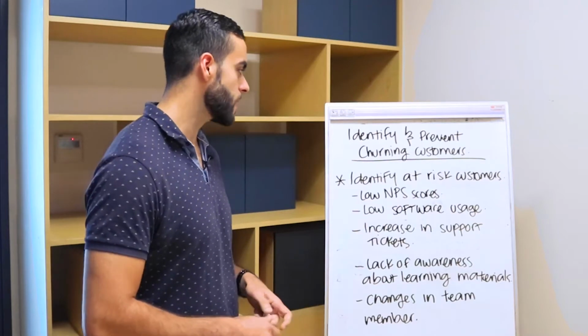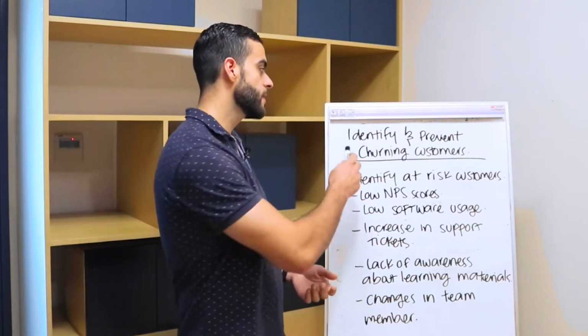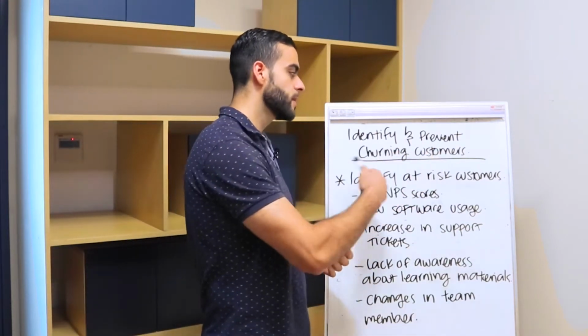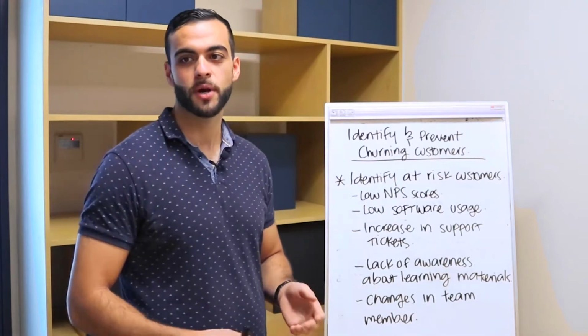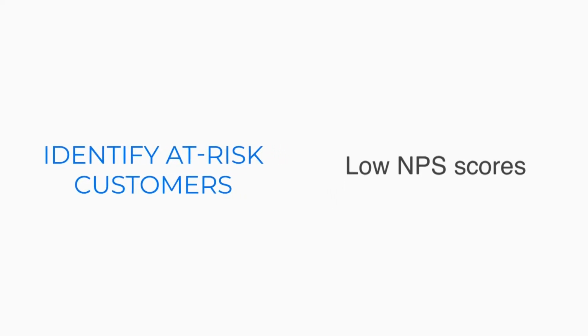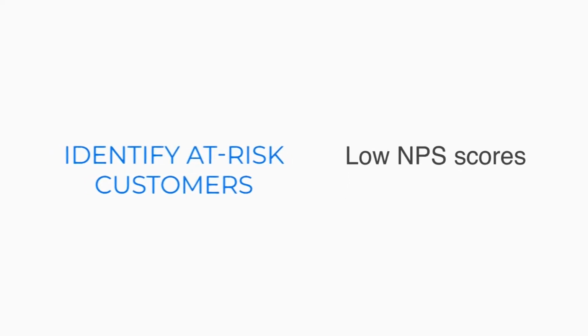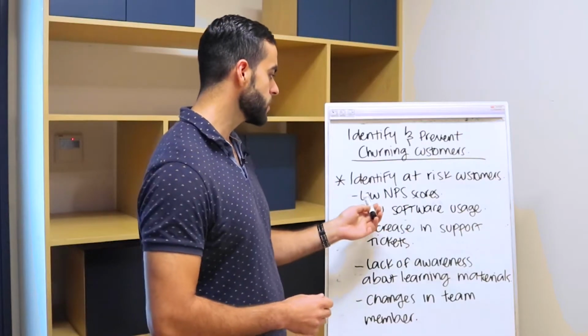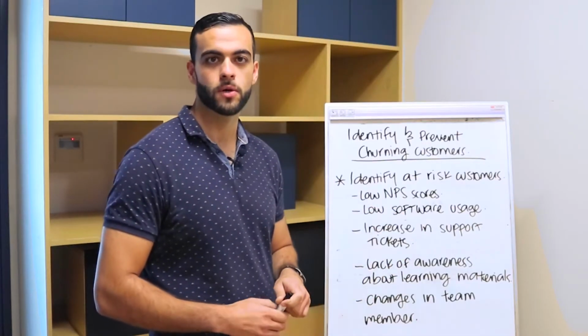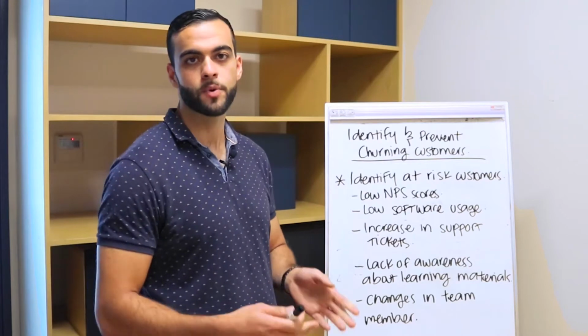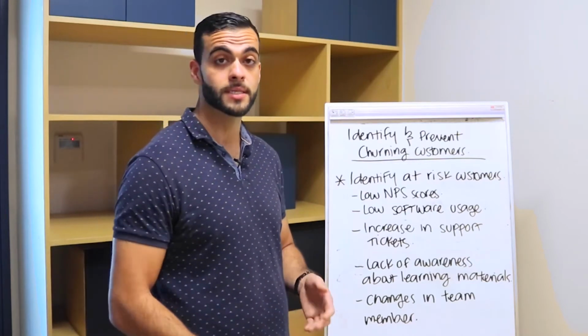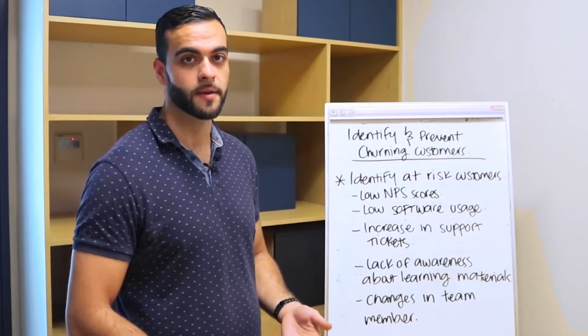On today's episode, we'll be talking about how to identify first and then prevent churning customers in your SaaS product. Identifying at-risk customers. And the way you do that, what I suggest is look at the customers who have a low NPS score. NPS stands for Net Promoter Score. If you guys are not already using this, I suggest you start doing this from today.